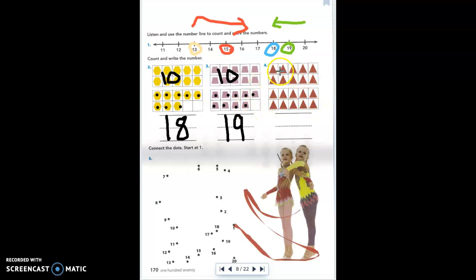Okay, here, for number 4, I have one full set of 10 and another full set of 10. So I know 2 sets of 10 frames gives me 20.